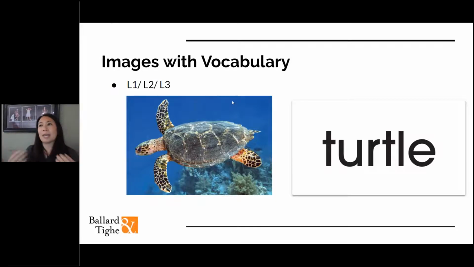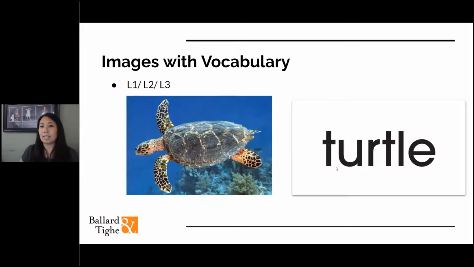So whenever you're teaching vocabulary to groups that are multi-level, you can always use the images with that low level. Okay, everyone, this is a turtle. And then they just see the turtle. Whenever you show them the picture of the turtle, they say turtle. For the medium group, the L2 group, you can show them the word turtle.